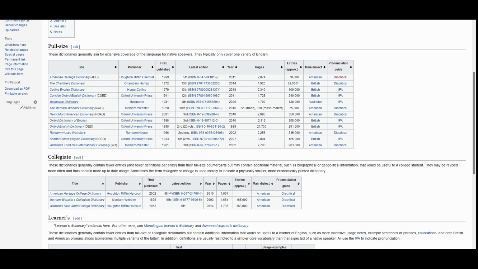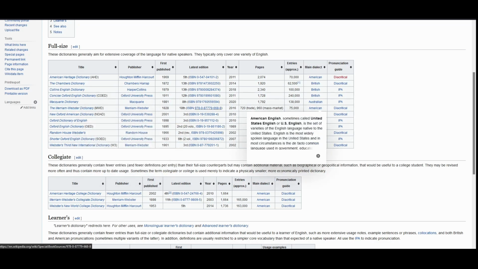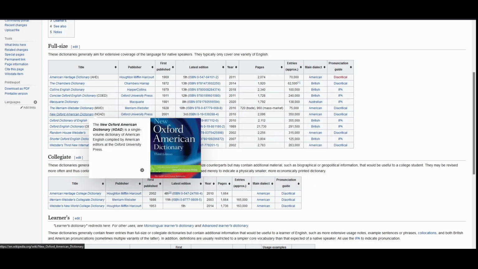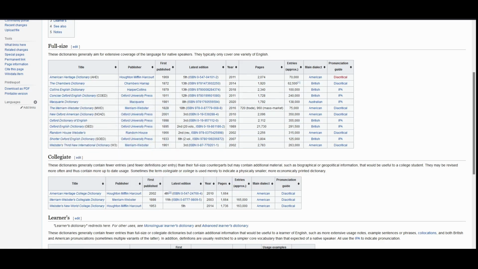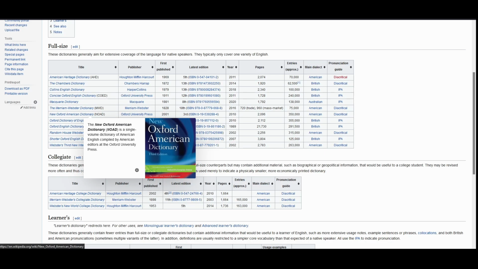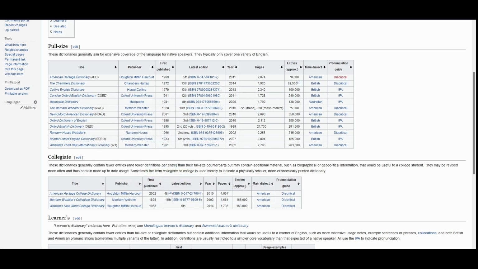The Macquarie Dictionary is going to be Australian. Merriam-Webster is American. Of course, New Oxford American. Oxford is normally an English or British English dictionary. So it's helpful to know what dictionaries you're using. If you're using an Oxford dictionary, you want to make sure, if you're interpreting in the United States, you want to use an Oxford American English dictionary, the New Oxford American Dictionary even. So just being aware of what dictionary you're using, super, super helpful.